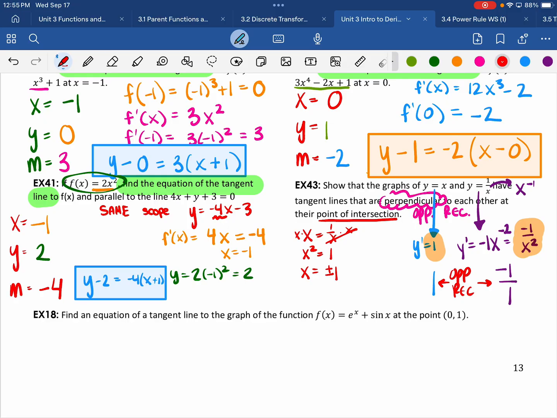Okay. On 18, it says find the equation of the tangent line of the graph f of x equals e to the x plus sine x at the point 0, 1. So we've got some e's now, but it is asking me to find the equation of a tangent line. So I'm still thinking, what is my x, what is my y, what is my m? On this one, it was nice. It gave me x and y.